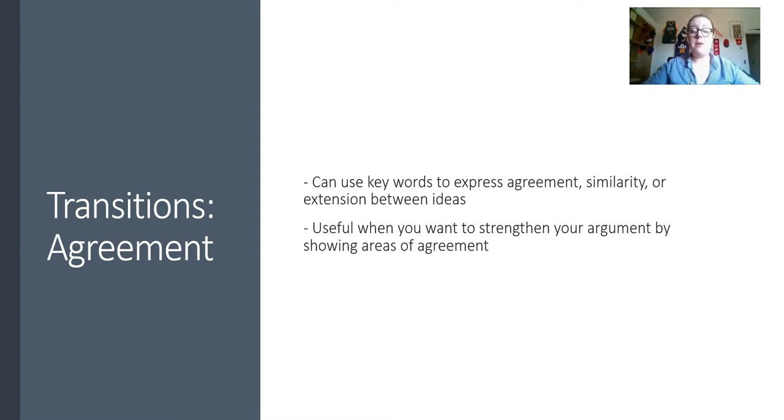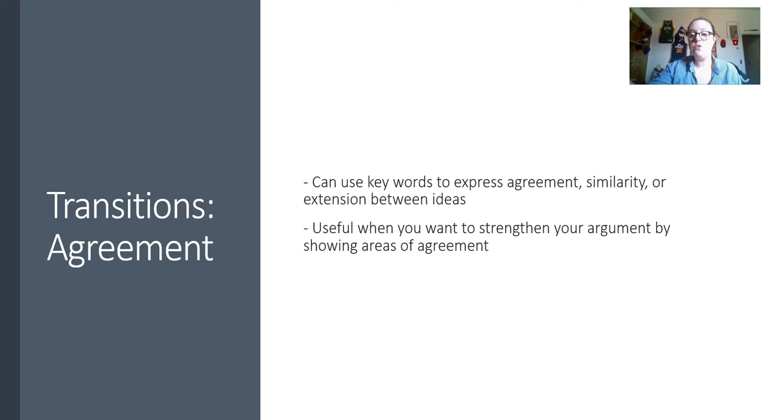Transitions also can be expressed in words or phrases as well. While they can be complete sentences like what we see with the topic sentence, they can also be just a word that happens to be in a paragraph, embedded in the middle or toward the end of a paragraph, or wherever it happens to appear. We typically will use transitions to tie together different ideas. So this can be used to express agreement, similarity, or extension between ideas.